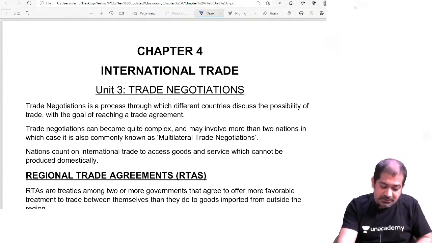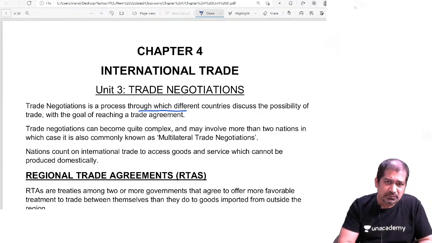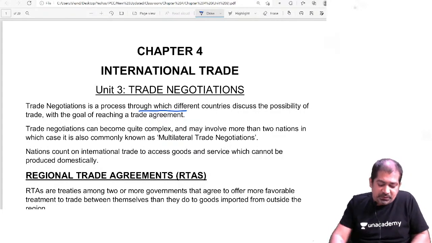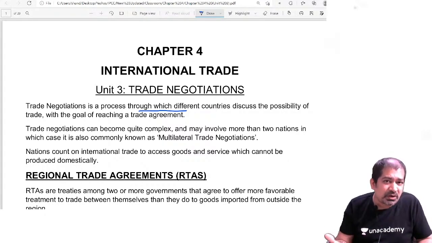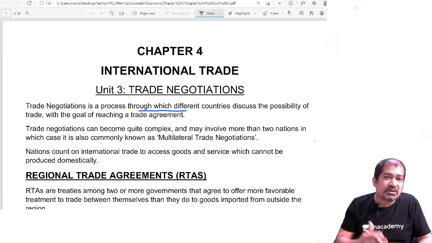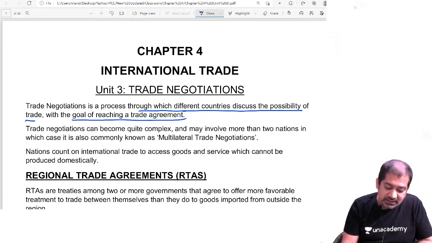Let's cover this topic here. Trade negotiation is a process through which different countries discuss the possibility of trade with the goal of reaching a trade agreement. Remember, this handout is more than enough for you. It is highly factual in nature, so just stick to this handout, which I'll be sharing in the Unacademy intermediate group as well. You can simply download it. It has only those points that you need to keep in mind, and that's more than enough. In any competitive examination, it's not about how much more you study, it's about studying the most important things many times over.